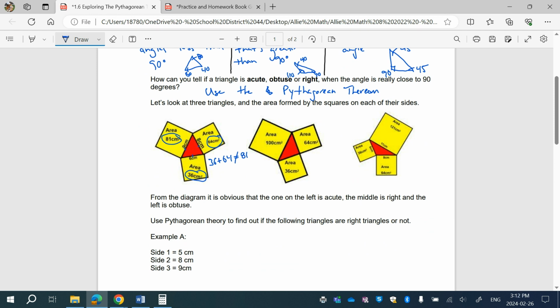Here's another one. We got this area is 36. This is 64. That's 100. I do know that 36 plus 64 equals 100. I know that to be true. So this is, I think, obviously going to be our right triangle. This is going to be acute.